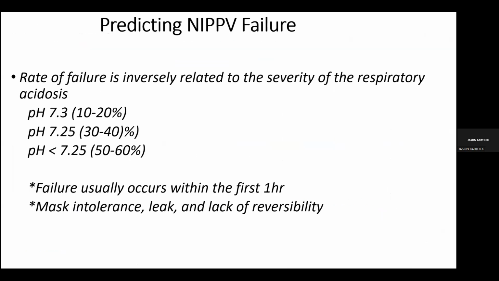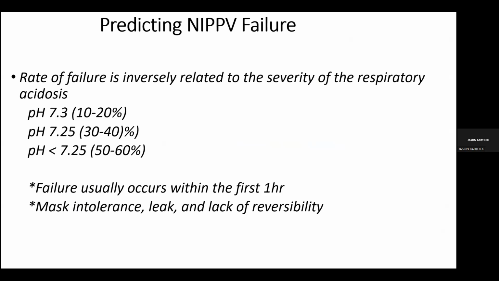The biggest predictors of non-invasive failure really have a lot to do with the degree of acidosis that you see up front. Failure usually occurs within that first 1 hour, and like I said before, has a lot to do with intolerance. Also think about your patients who have very, very severe underlying pathophysiology, because they're also at risk for rebound, both in your asthmatic population and in your COPD population.